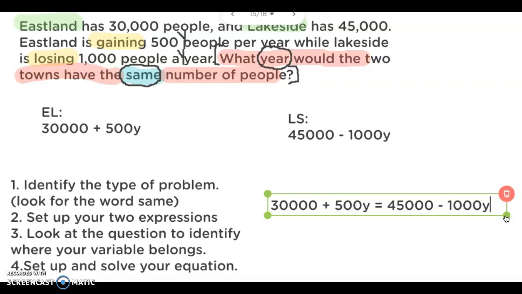Okay. So now, the first step is always to move the smallest variable. The smallest variable in this problem is going to be the 1,000. Because I have a minus 1,000y, that's going to be plus 1,000y. And I'm going to do that on both sides.